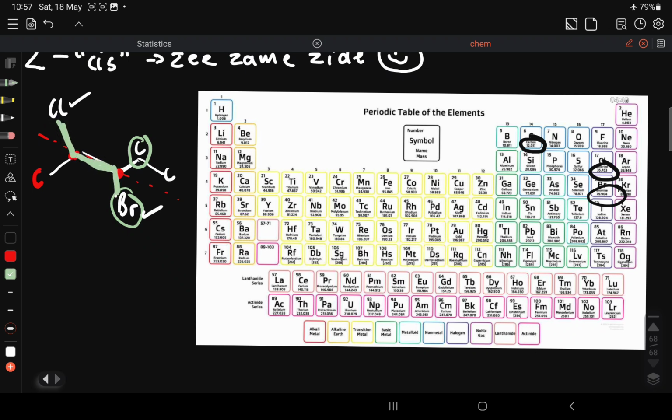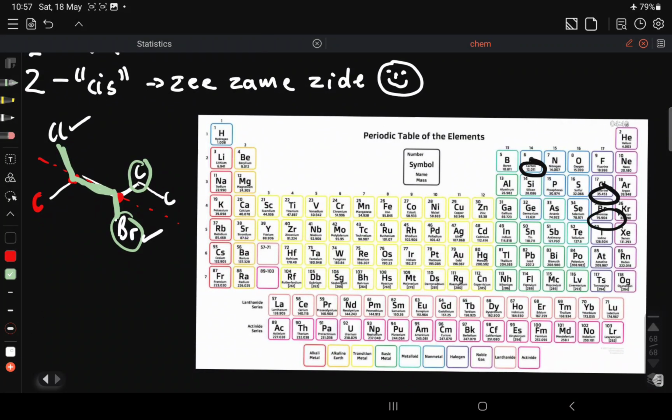Did we cross the dotted line? Yes, we did. Oh my gosh. So what it means is that this is going to be an E. We are using E or Z this time. So here is going to be an E.